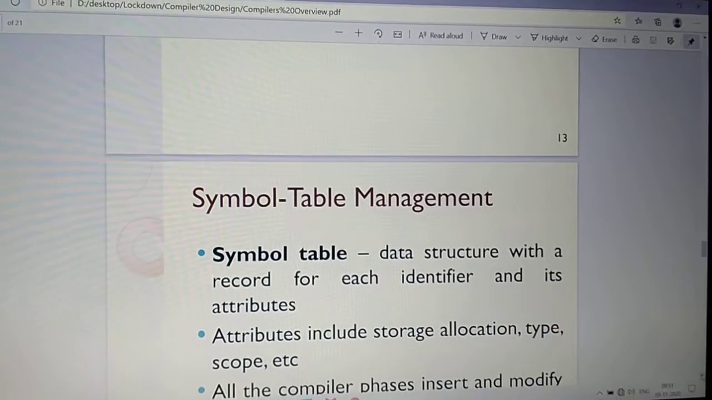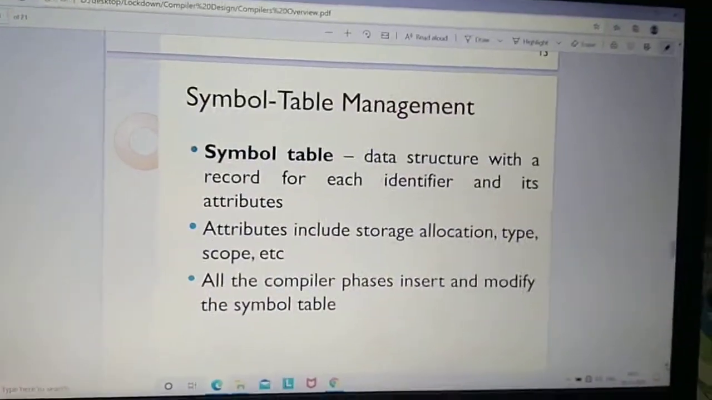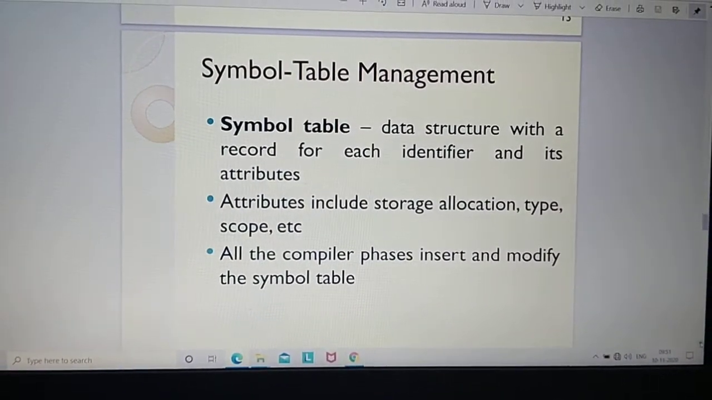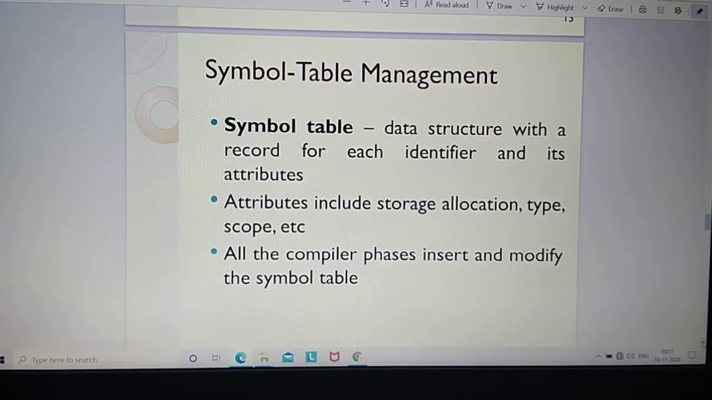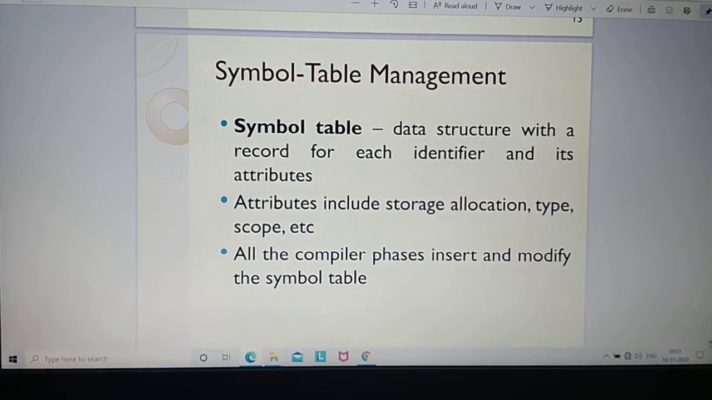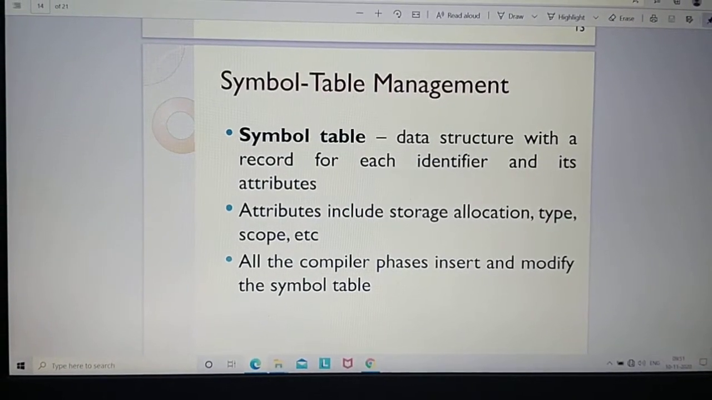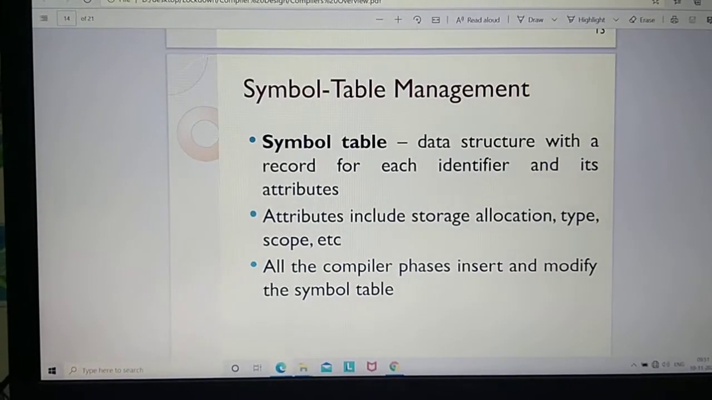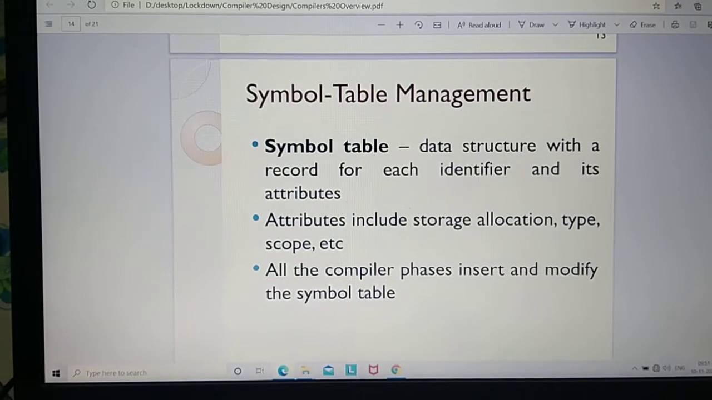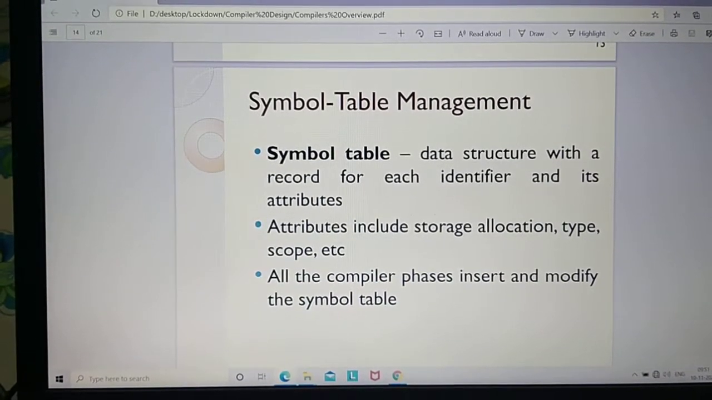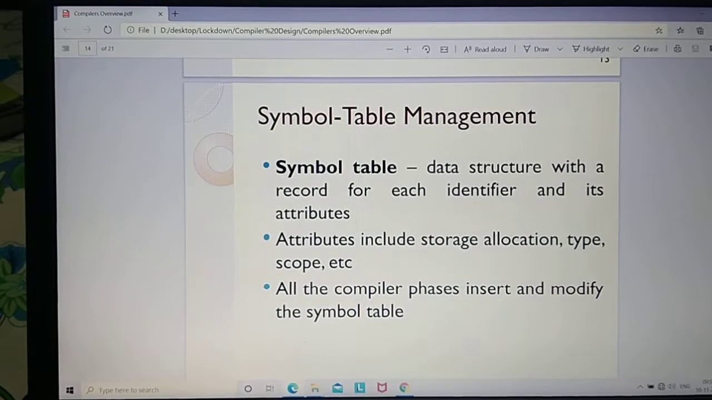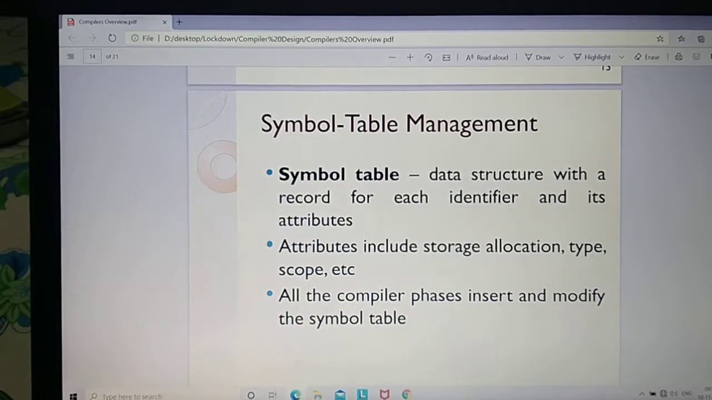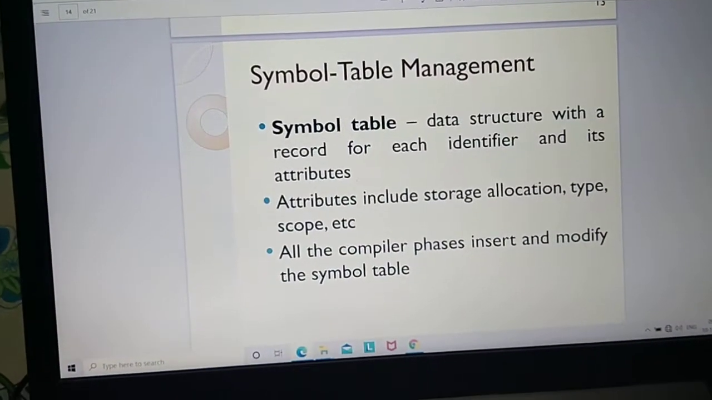Now, what is a symbol table? A symbol table is a data structure with a record for each identifier and its attributes. Attributes include the storage location, type, and scope. All the compiler phases insert and modify the data in the symbol table. Symbol table management is storing and modifying the data in each phase, which is done by the symbol table manager.